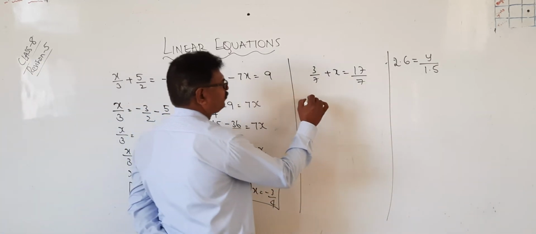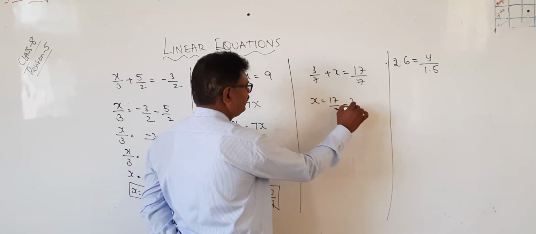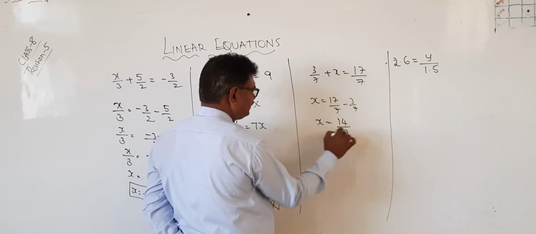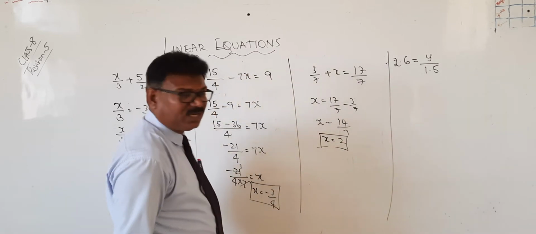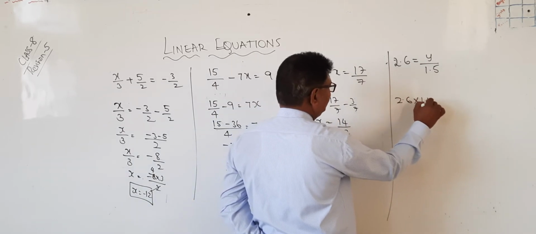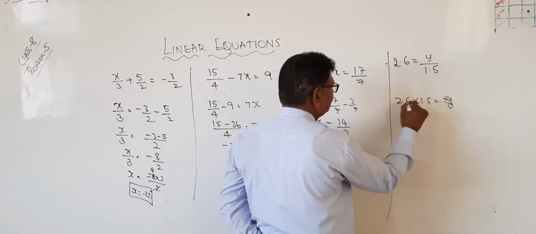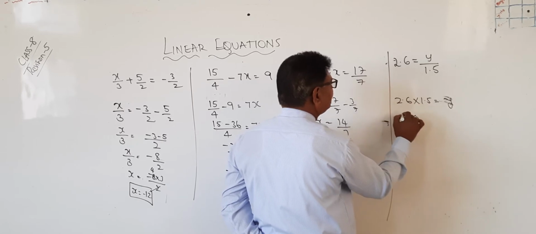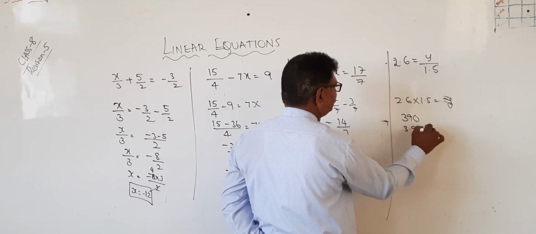Next, x is equal to 17 by 7 minus 3 by 7. Therefore x equal to 17 minus 3 is equal to 14 by 7. Therefore x is equal to 2, like this. Okay? Yes. Next here, very simple. 2.6 into 1.5 is equal to y. 6 times 5 is 30, 2 times 5 is 10, 30 plus 9, 39. Therefore it is nothing but 3.9 is equal to y.